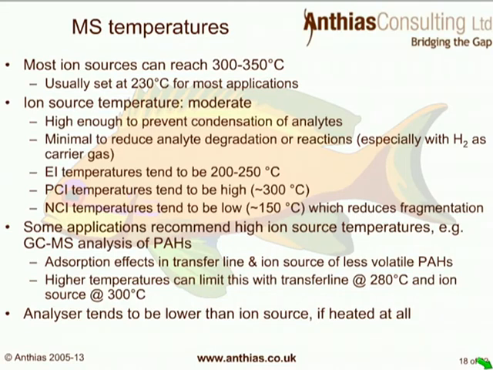For some applications, though, work has been done which recommends higher ion source temperatures. For example, the analysis of polyaromatic hydrocarbons in GCMS. By using higher temperatures, it reduces the absorption effects in the transfer line and the ion source of less volatile PAHs. So therefore, having a transfer line temperature of at least 280 degrees C and an ion temperature of around 300 degrees will actually help to improve our sensitivity.